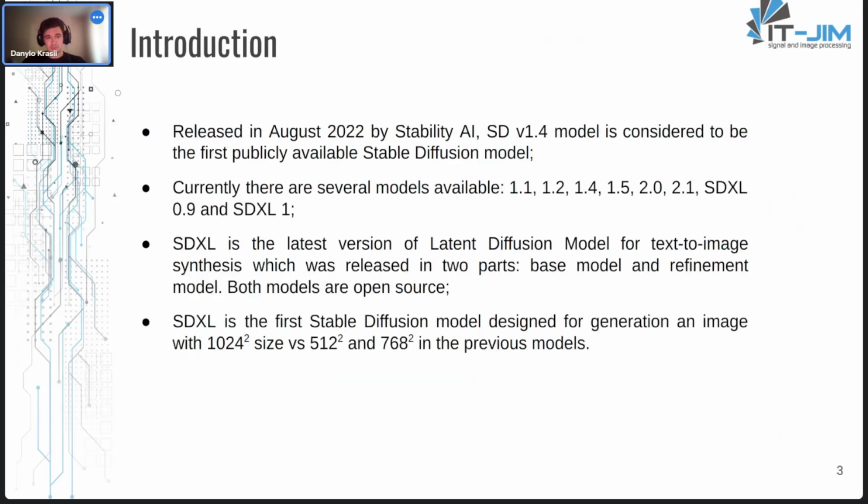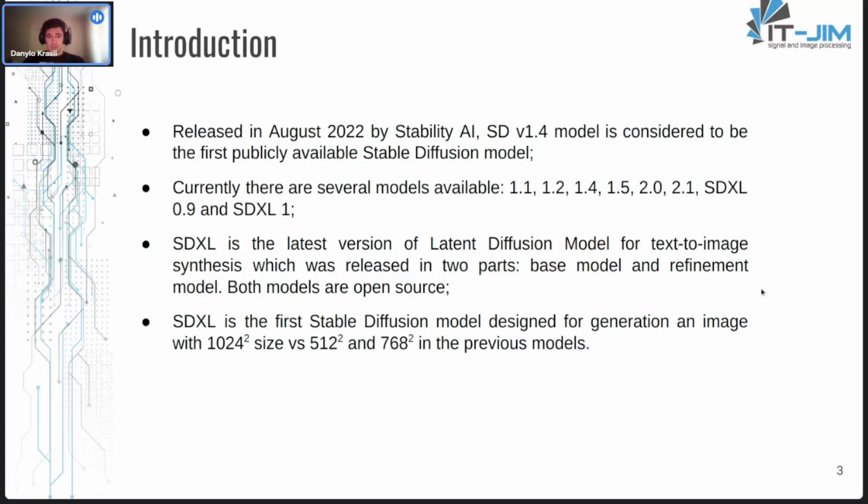A bit of background: released in August 2022 by Stability AI, Stable Diffusion version 1.4 is considered to be the first publicly available Stable Diffusion model. Currently, there are several models available, from 1.1 to 1.5 of Stable Diffusion first version, 2.0 and 2.1, and also new ones, Stable Diffusion XL 0.9 and Stable Diffusion XL 1.0.